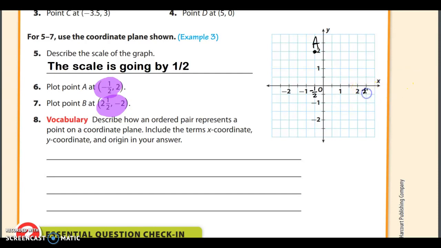This is going to be 2.5 right here. This line. And then negative 2 is down to here. So that's going to be point B.